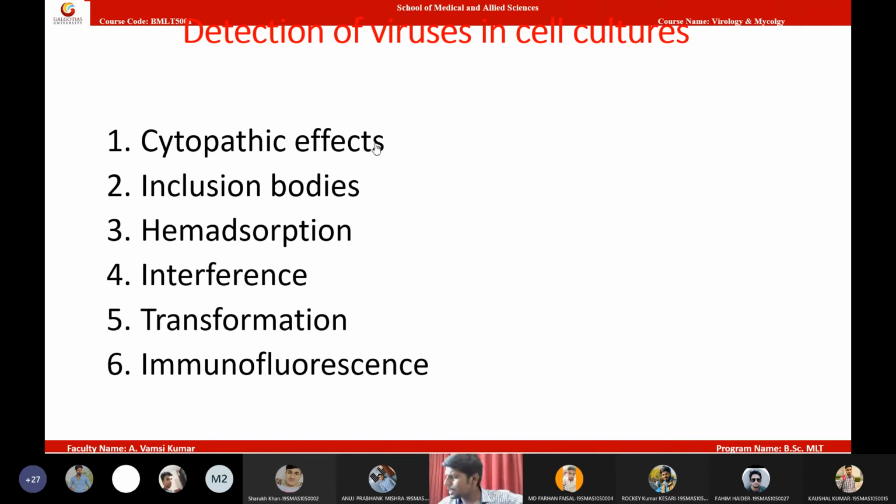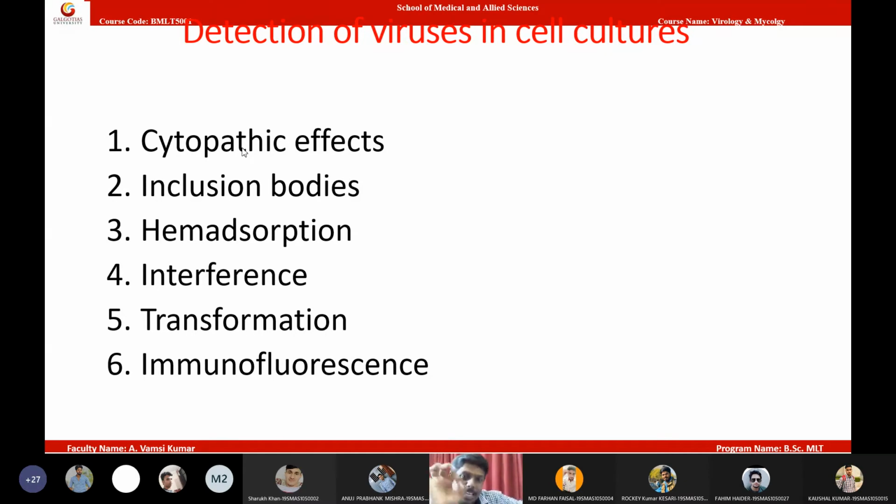Cytopathic effects means, listen students, we have a group of cells. A tissue is made up of a group of cells. When the virus is replicating, this virus will destroy the cells. When the cells are destroyed, the shape of the tissue will be altered. Due to viral replication, tissue shape will be altered. That altered tissue shape is called cytopathic effect.